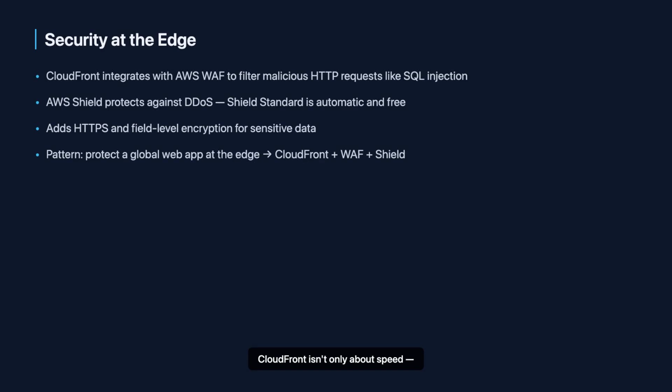CloudFront isn't only about speed, it's also a security layer. It integrates with Amazon Web Services WAF, the web application firewall we covered earlier in the course, to filter malicious HTTP requests like SQL injection right at the edge before they ever reach your origin. It also works with Amazon Web Services Shield for DDoS protection, and Shield Standard is automatic and free on every account. On top of that, CloudFront adds HTTPS and field-level encryption for sensitive data, so when a scenario asks how to protect a global web app at the edge, the answer pairs CloudFront with WAF and Shield.